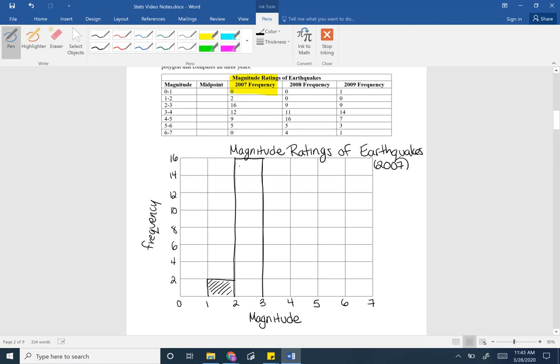And again, we're going to draw as straight of lines as possible. Again, if you have a ruler, definitely use it, right? That's going to make your graph look a lot nicer. All right, between 3 and 4, we've got 12. So we're going to draw a line here at 12.